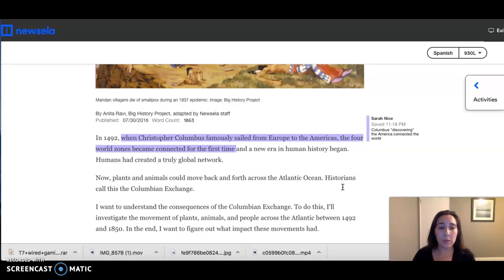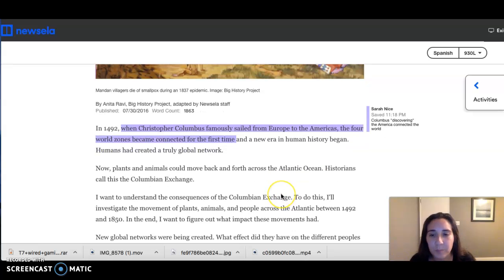Okay, this is a really important part. This week we're talking about the Columbian Exchange in history. All that it is, is the trade of plants and animals across the Atlantic Ocean from Europe, Asia, and Africa over to the Americas, and then from the Americas back to Afro-Eurasia. So that's all the Columbian Exchange is, that trade of plants and animals.